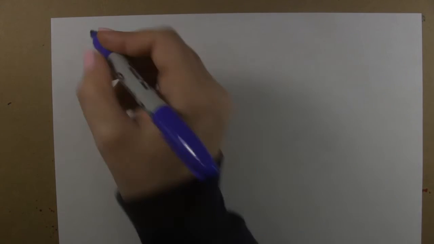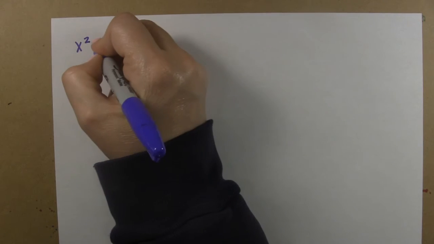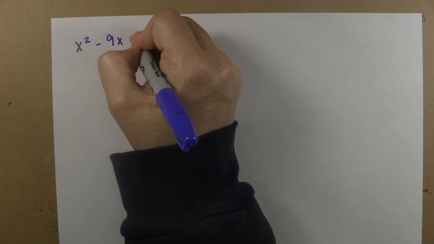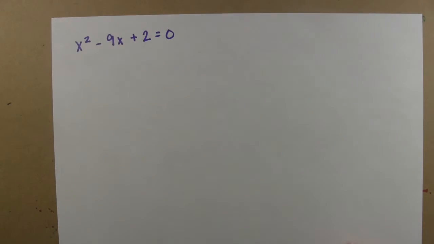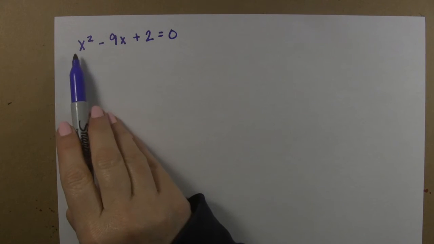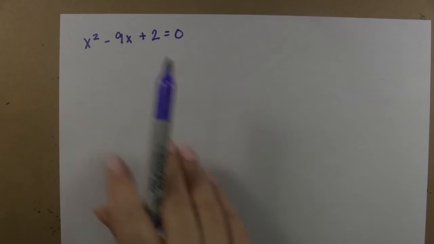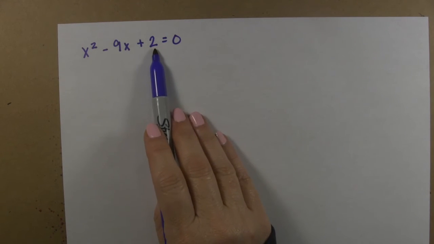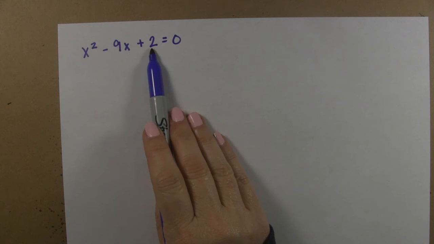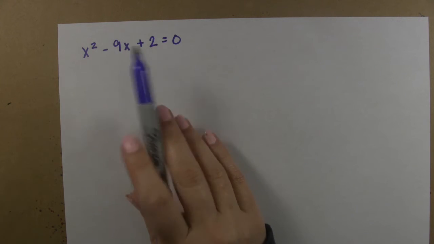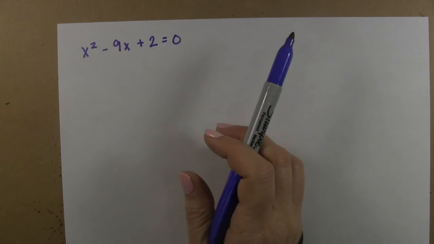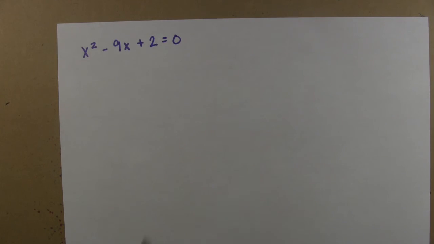So let's say I have this problem. Let's say that I have x squared minus 9x plus 2 equals 0. So you see that I don't have an ugly coefficient here, so that makes me happy. But again, it's very difficult to think of two numbers that multiply together to make 2 and add up to equal negative 9. In fact, it can't be done. So we're going to have to turn to the quadratic equation.